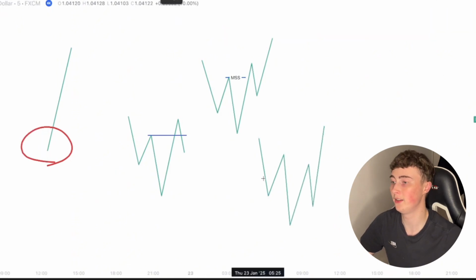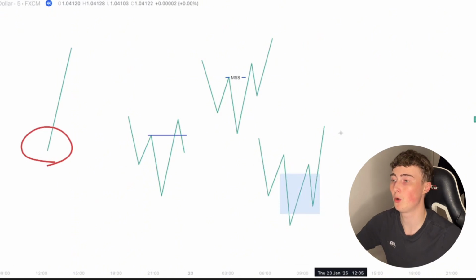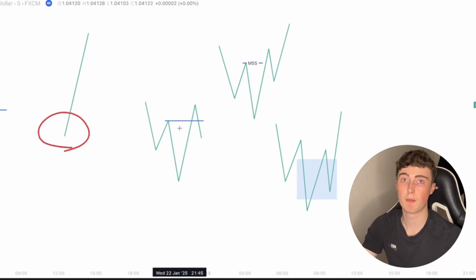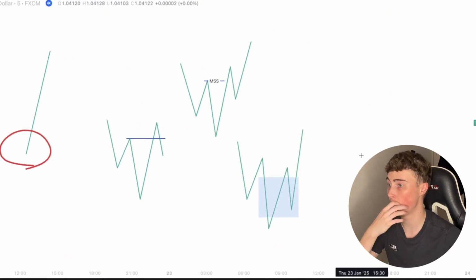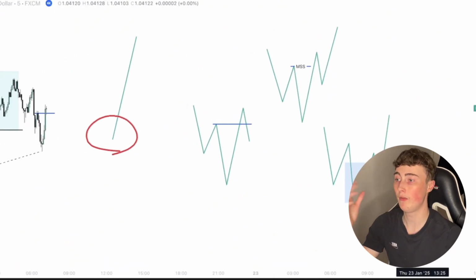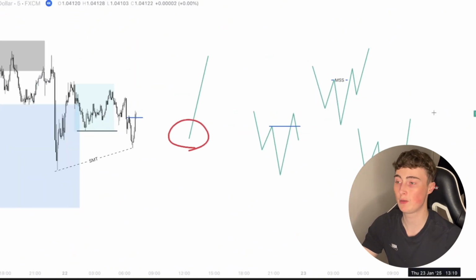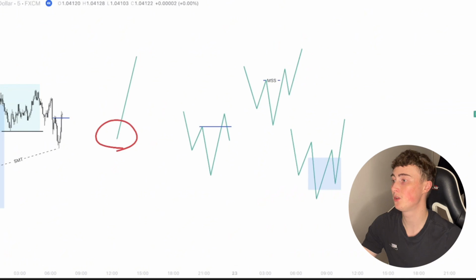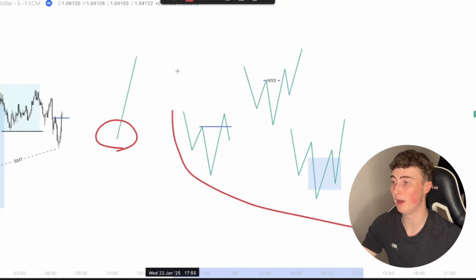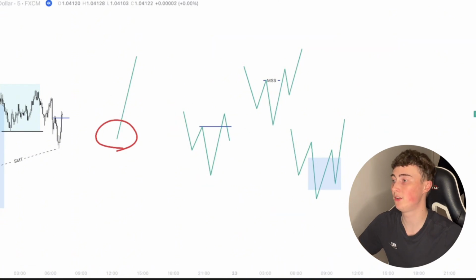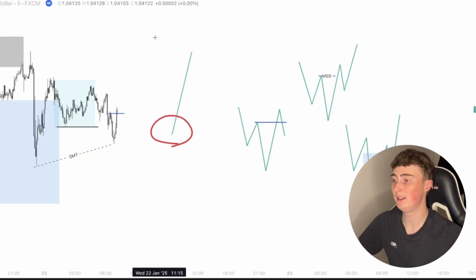But the truth is they all work, right? Because what do they all have in common? They are all creating a new PD array, right? This one, we create a breaker block. This one, we create an order block. This one, we create an inverted fair value gap. You know, the list goes on. Maybe you make a fair value gap. Maybe you form a mitigation block. It's all the same thing. Price is forming new bullish PD arrays. So the fact that people say one of these is the best is simply flawed, because it doesn't matter. All that matters is the fact that price is forming a new bullish PD array, okay?